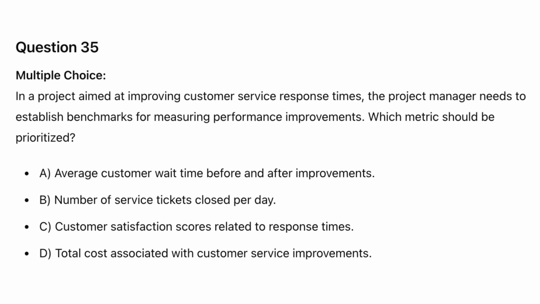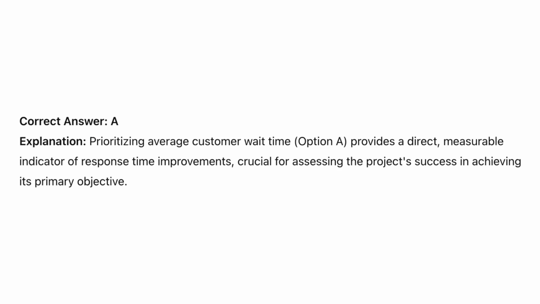A. Average customer wait time before and after improvements. B. Number of service tickets closed per day. C. Customer satisfaction scores related to response times. D. Total cost associated with customer service improvements. Correct answer A. Explanation: prioritizing average customer wait time provides a direct, measurable indicator of response time improvements, crucial for assessing the project's success in achieving its primary objective.